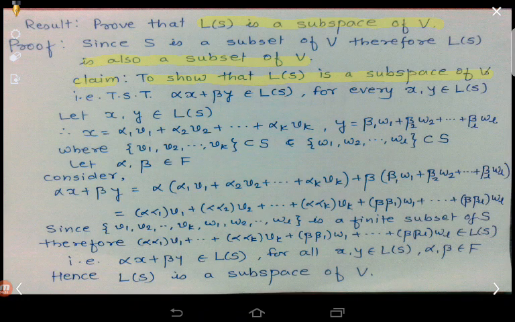To show that L of S is a subspace of V, that is to show that alpha x plus beta y belongs to L of S for every x, y belonging to L of S. तो इसके लिए पहले x और y आपको लेना होगा L of S से। Let x, y belong to L of S. Now x is a member of L of S, that means it can be written as a linear combination of some elements of a finite subset of S. So we may write x equals alpha 1 v1 plus alpha 2 v2 plus up to alpha k vk, and y can be written as another linear combination beta 1 w1 plus beta 2 w2 plus beta l wl, where these sets v1, v2, vk are finite subsets of S.